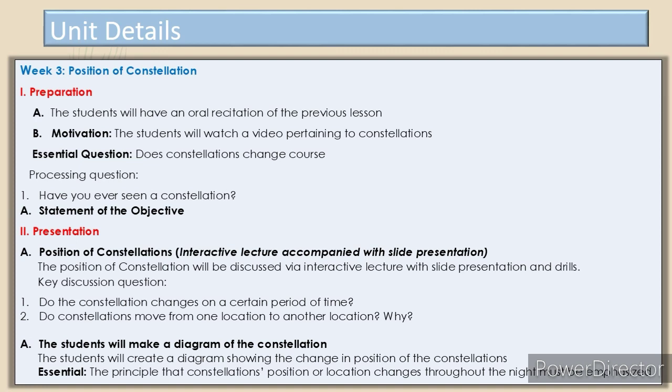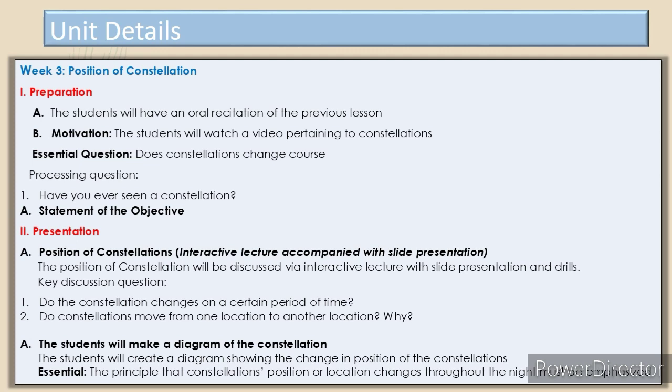The processing question: have you ever seen a constellation? Then they will be shaded. The presentation in week 3 is an interactive lecture accompanied with a slide presentation. The key discussion questions would be: do the constellations change in a certain period of time?